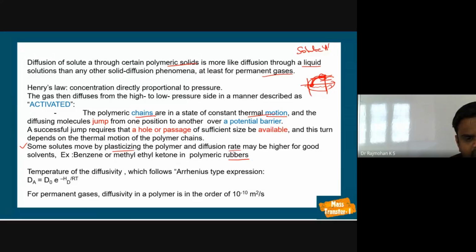In general, in diffusion in polymers, the effect of temperature will be there. Similar to reactions in CRE, you will have an Arrhenius type of relation: D_A equals D naught times e to the power minus H_D by RT. You have heat, like a barrier potential, that is how much heat is required for the diffusion jump to occur, and temperature. D naught is the reference diffusivity. So the diffusivity of any solute at a given temperature is a function of its diffusivity at reference condition, and it varies as a function of temperature. In general, for permanent gases like hydrogen, nitrogen, oxygen, diffusion in polymer will be in the range of 10 to the power minus 10 meter square per second.